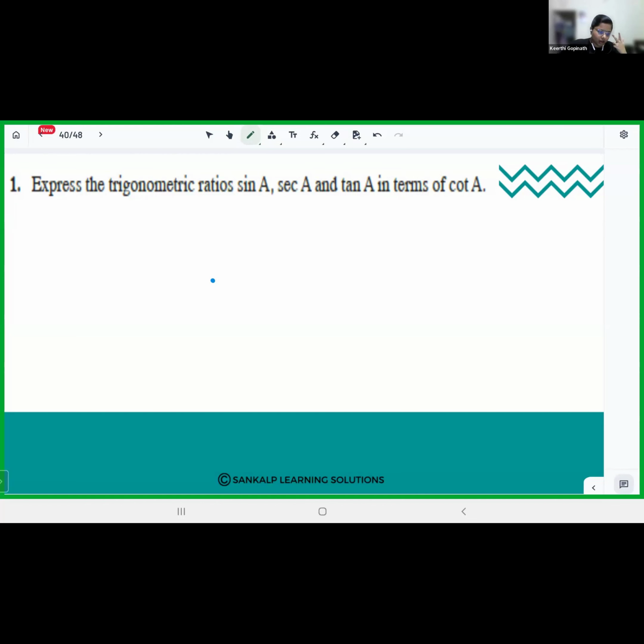So for that, consider cosec square A is equal to 1 plus cot square A. Why did I take this identity? Because we have to express sine in terms of cot. The reciprocal of sine is cosec, isn't it? So you check whether there is any identity connecting cosec and cot. There is one, right? Cosec square A is equal to 1 plus cot square A.